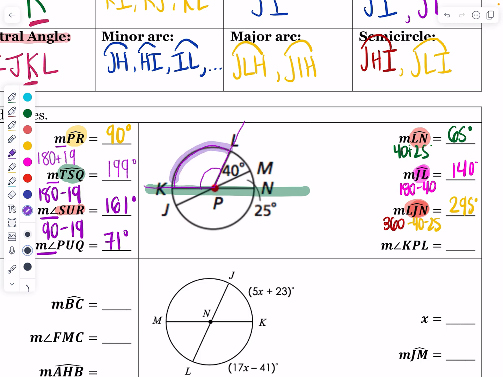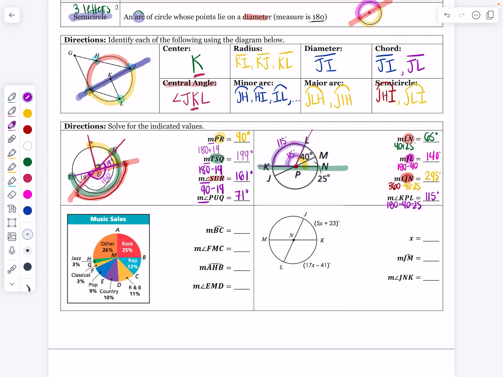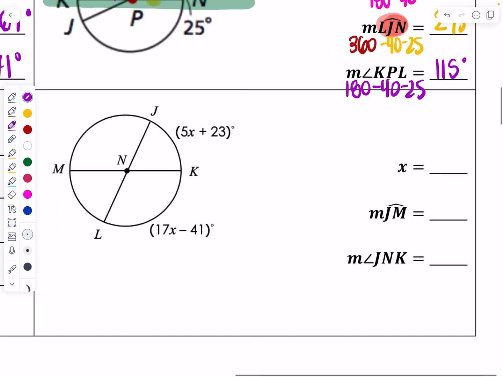I can subtract off the two central angles on this side from 180 degrees. So I can take the full amount, which is 180, the semicircle, minus 40 minus 25, which gives me 115 degrees. That would be both the measure of the arc and the measure of the central angle. All right. On this next problem, we're actually going to go to the last one first.